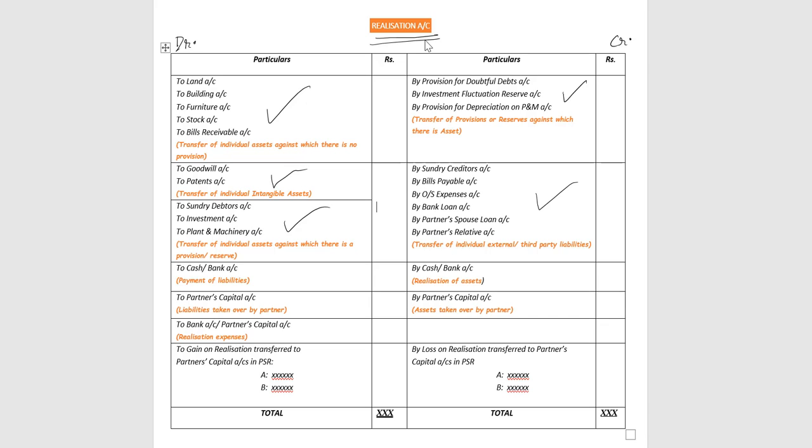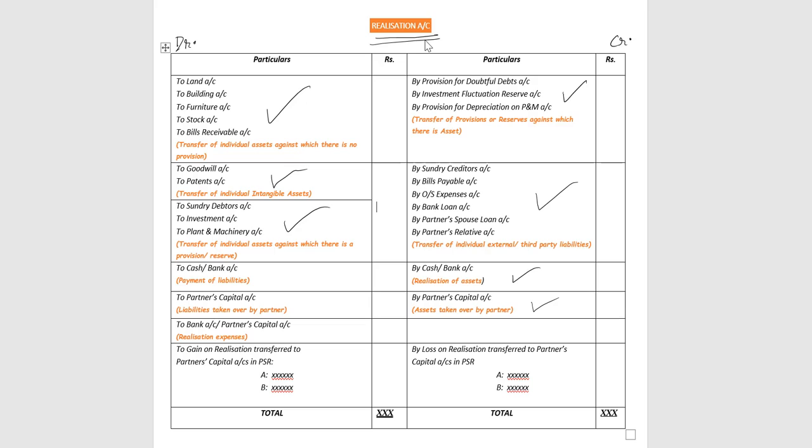For realization of assets in cash, we need to write by bank account, and where the assets are taken over by the partner, we need to write by partner's capital account. The details of realization of each individual asset as well as the value at which the partner takes over each individual asset is to be specified in the inner column.